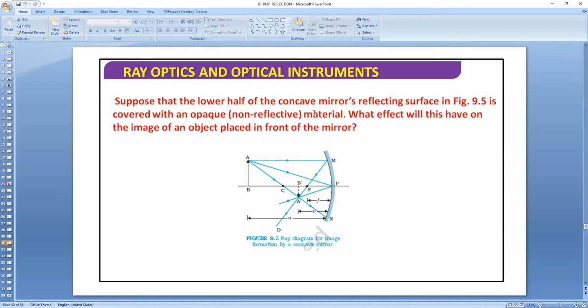There's a question. Suppose that the lower half of the concave mirror's reflecting surface is covered with an opaque material. What effect will this have on the image of an object placed in front of the mirror?